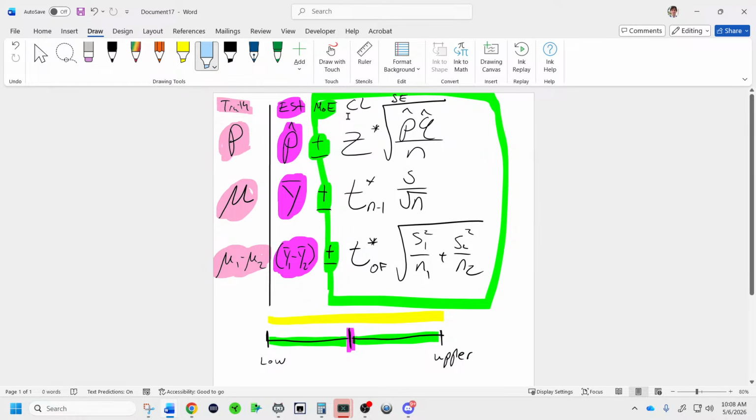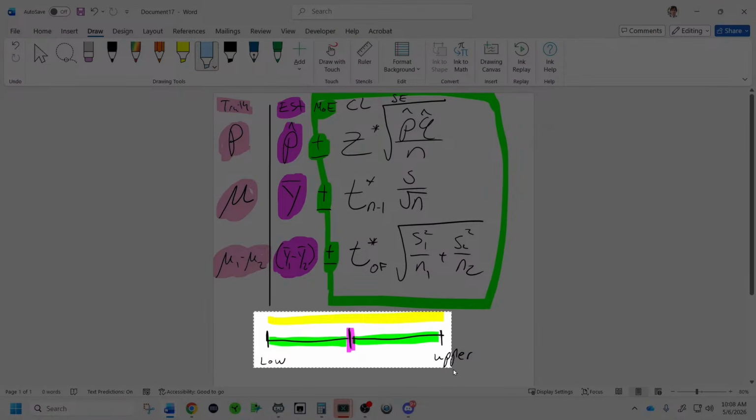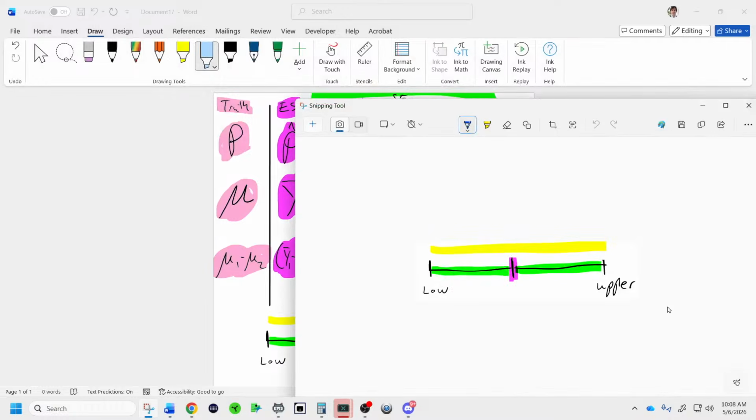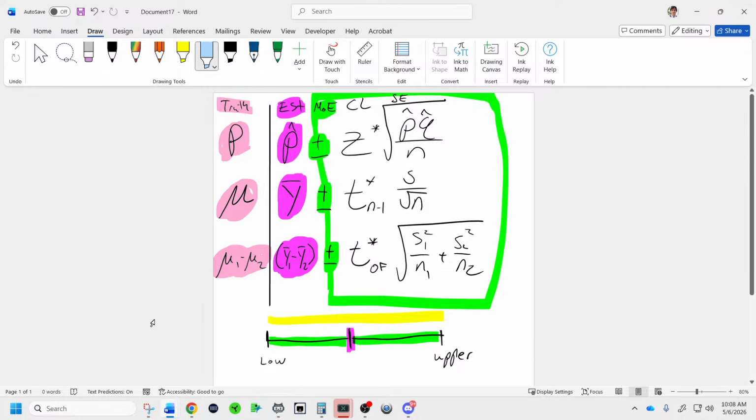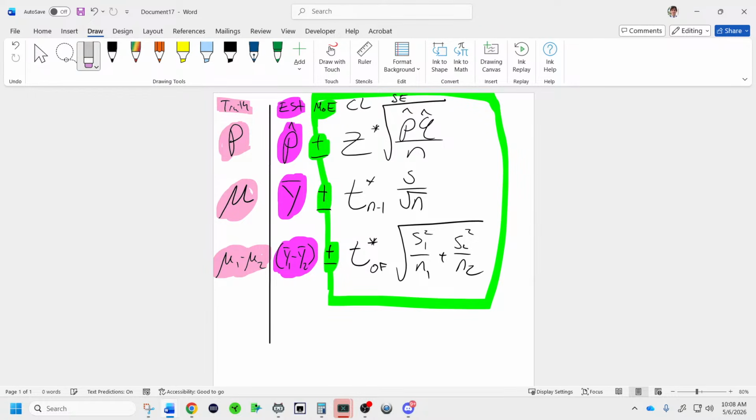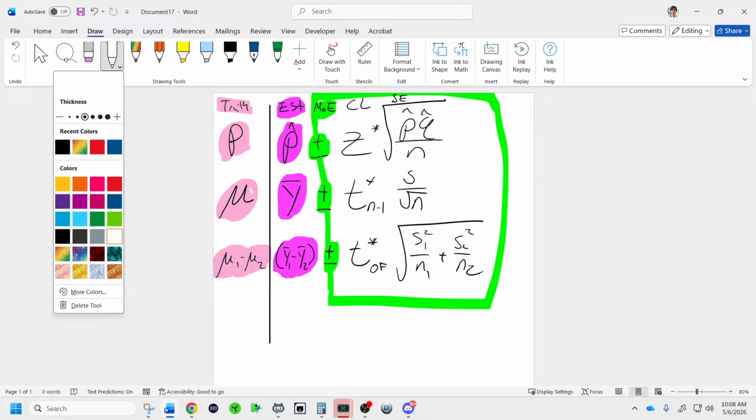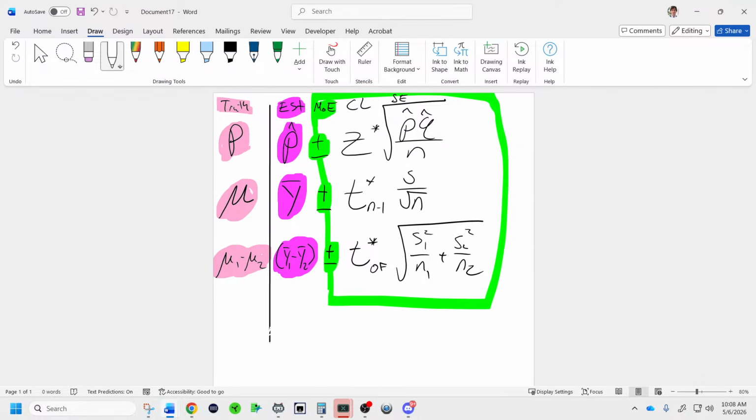What are two things that really control the margin of error? Correct. Great job, Zariah. So the two things that really control the margin of error, as Zariah said perfectly right there, are going to be the sample size and how confident you are.